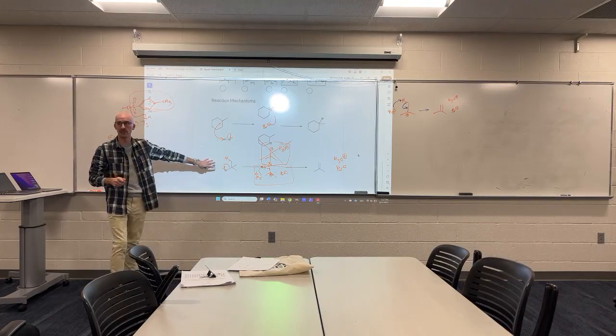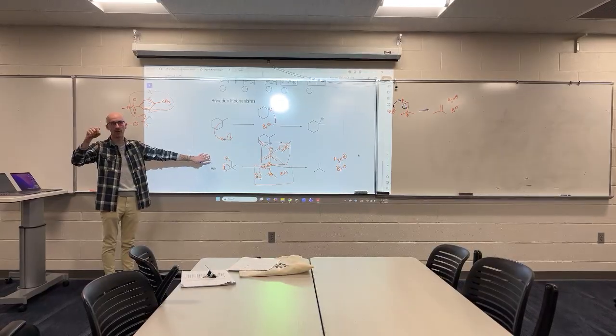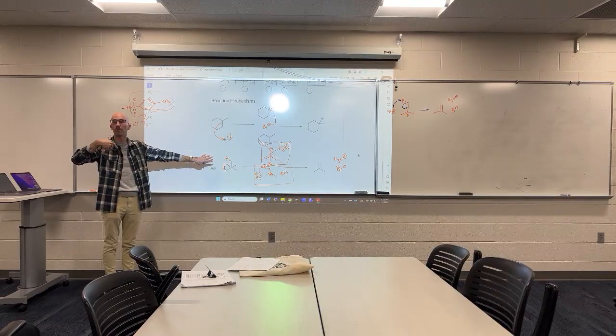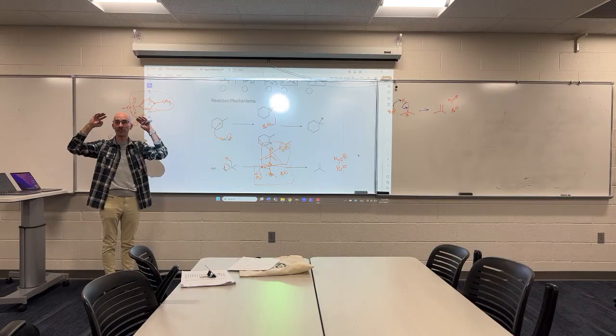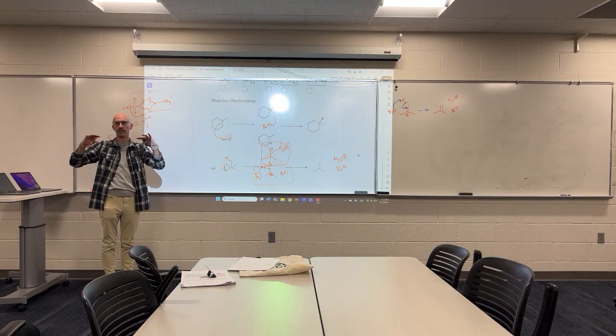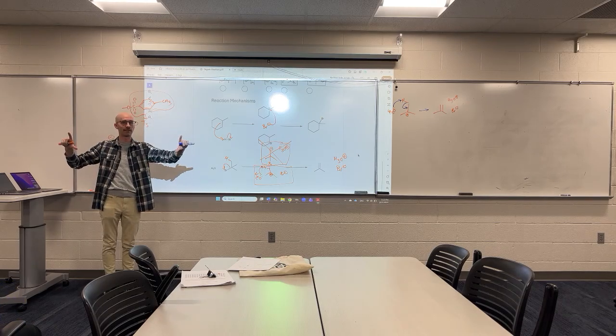You guys recognize on your unit test, you had to fill in arrows. On your midterm exam, you had to fill in arrows and predict the product based on arrows. And those were actually 2 steps of a mechanism. On the final exam, you'll just be shown starting material and product and asked to show the mechanism.